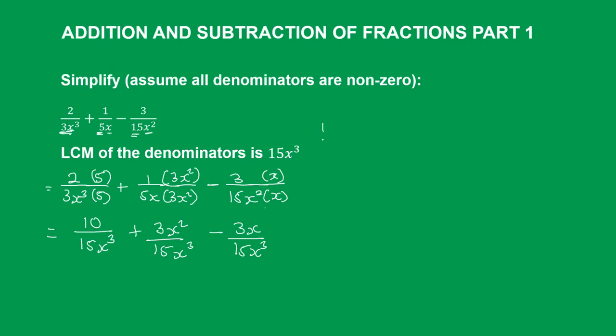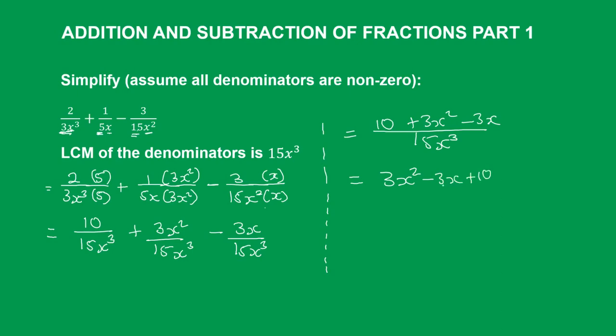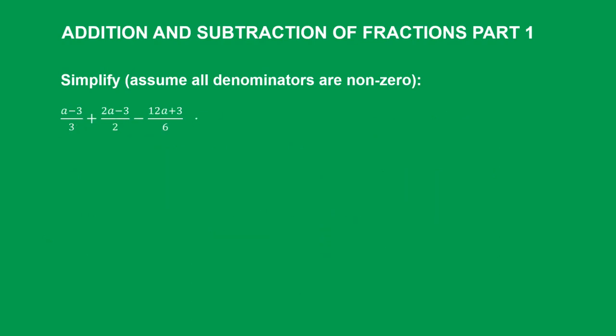Now the denominators are the same. We can add and subtract the numerators. So this is 10 plus 3x squared minus 3x over 15x cubed. That's what we get. And then we can rewrite our numerator in standard form: 3x squared minus 3x plus 10, divided by 15x cubed. That's the answer.